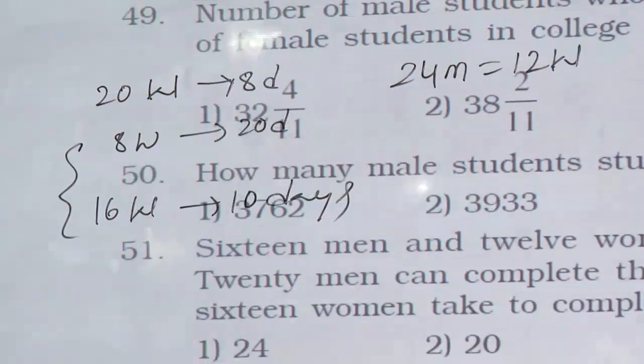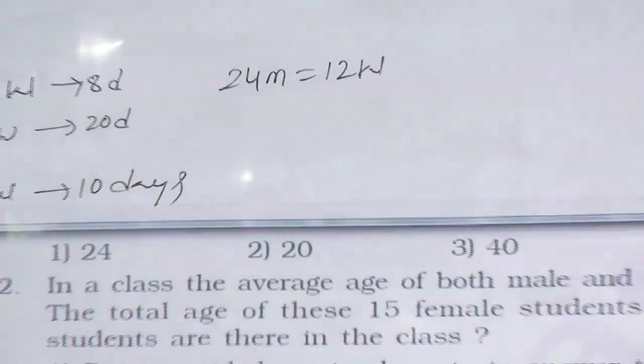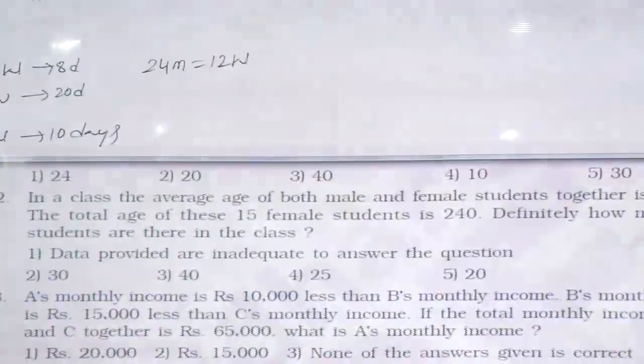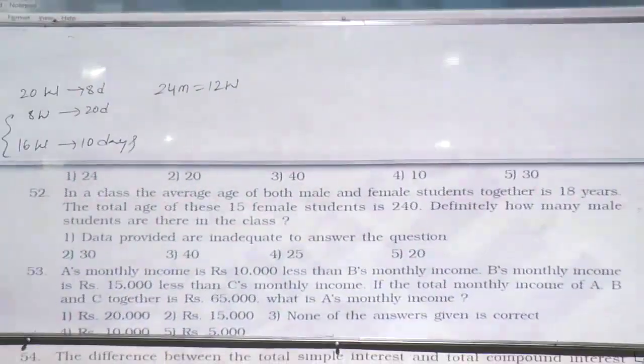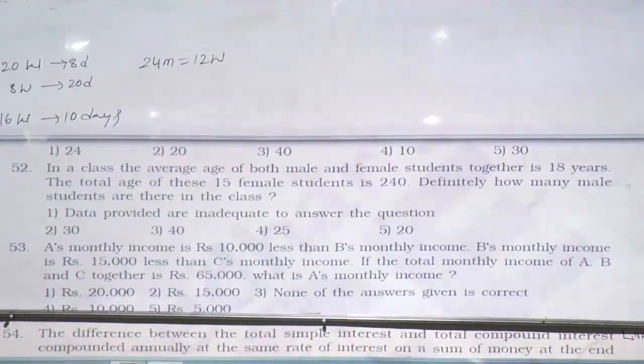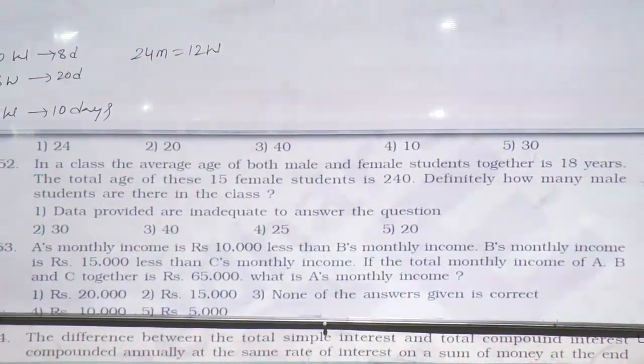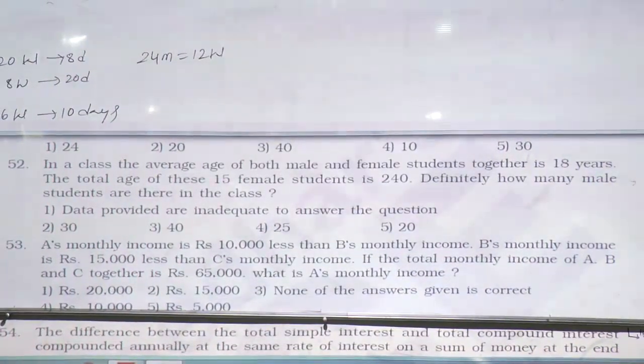52. In a class, the average age of both male and female students together is 18 years. The total age of these 15 females is 240. How many male students are there in the class? Right. Do you have the male average? Do you know at least how many people are there? Will you get the answer? Out of these 2, if you have anything, then you can definitely get the answer.